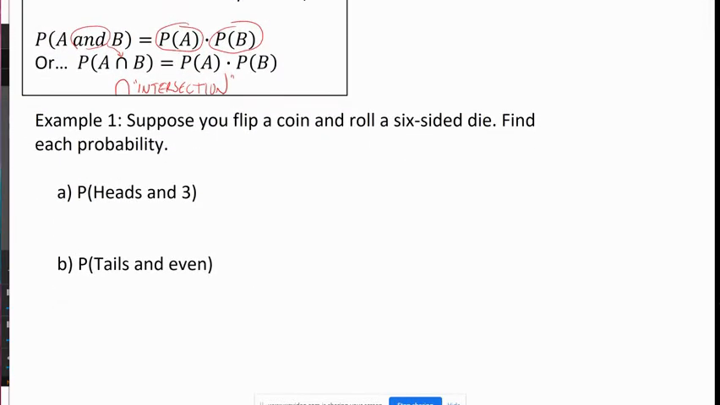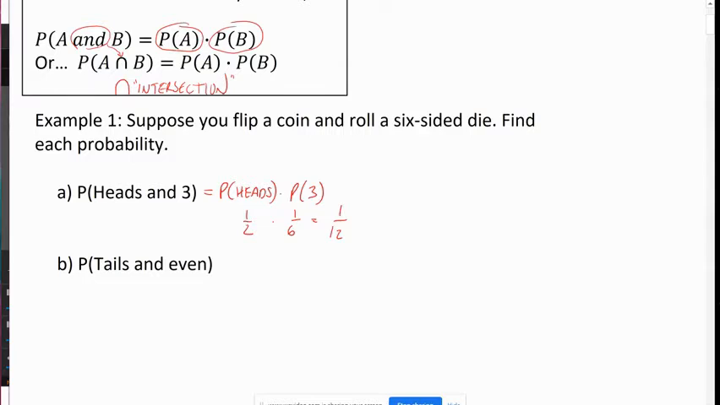So for example 1, if we flip a coin and roll a 6-sided die, those would be two independent events. So to find the probability that we get heads on the coin and we get 3 on the 6-sided die, since those two events don't have any impact on one another, that would simply be the probability of heads times the probability of 3. And the probability of getting heads on a coin is 1/2. There's one head out of two possible sides. The probability of getting a 3 on a 6-sided die is 1/6. There's only one 3 on a 6-sided die. And so that gives us an answer of 1/12.